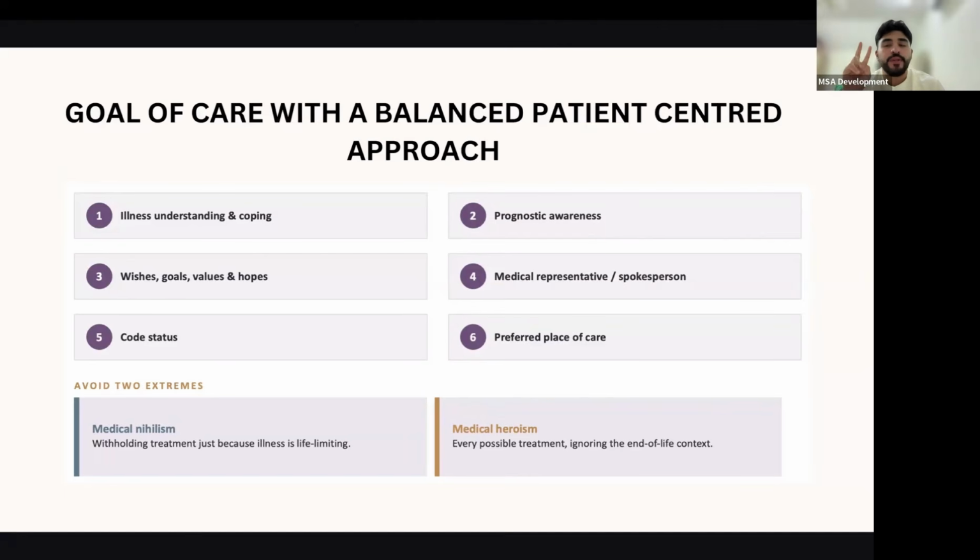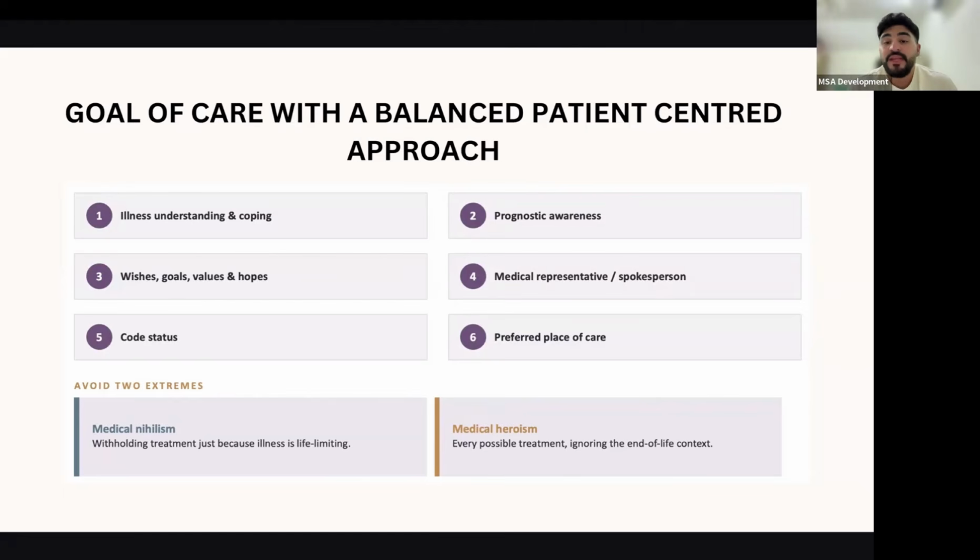Two things you want to avoid when you're discussing such goals with the patient. First of all, medical nihilism. Sometimes people would withhold treatments just because the illness itself is life limiting. At one point the patient is going to die. Why do I bother? Right? This is absolutely wrong, and you're just going to the extremes. This is something that you should avoid.